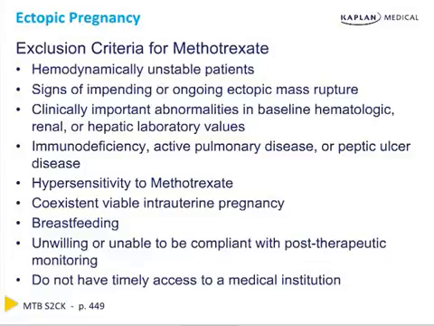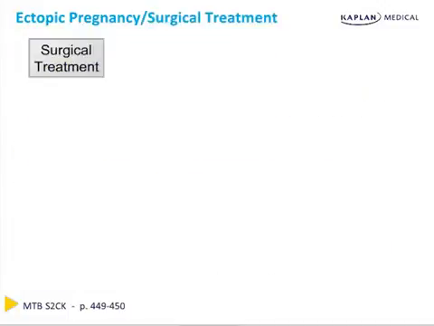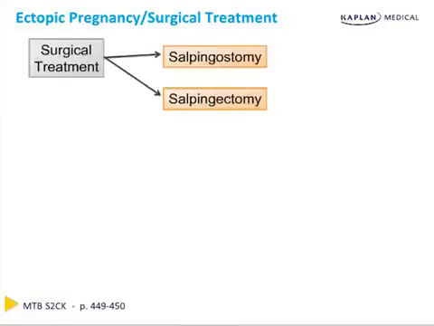There are a few relative contraindications to treatment with methotrexate, which include a gestational sac greater than 3.5 centimeters, or positive fetal heart activity. Now that we've discussed medical management of ectopic pregnancy with methotrexate, let's briefly discuss surgical treatment. It can be done one of two ways, either via salpingostomy or salpingectomy.